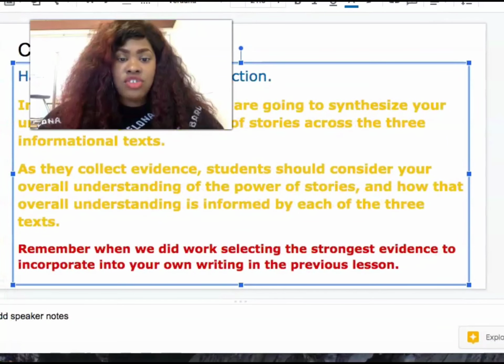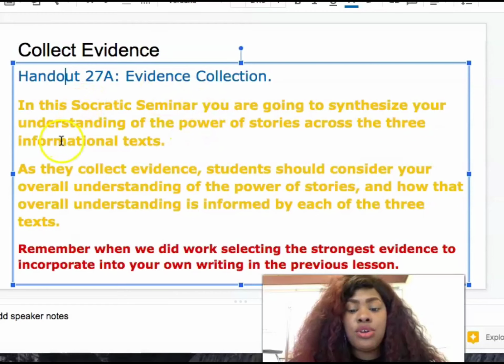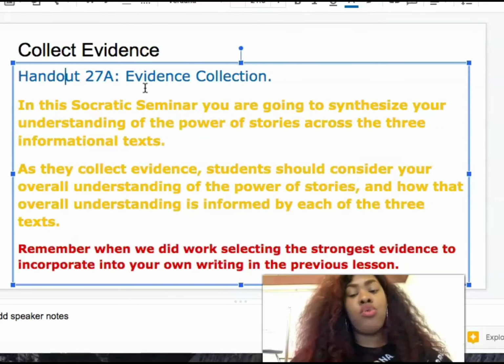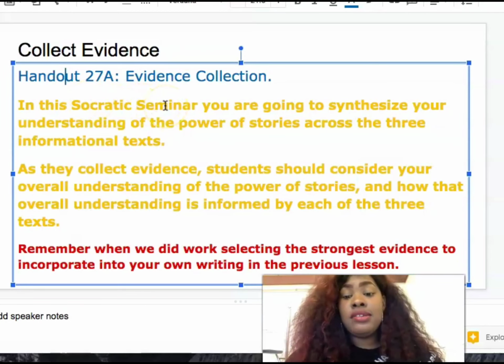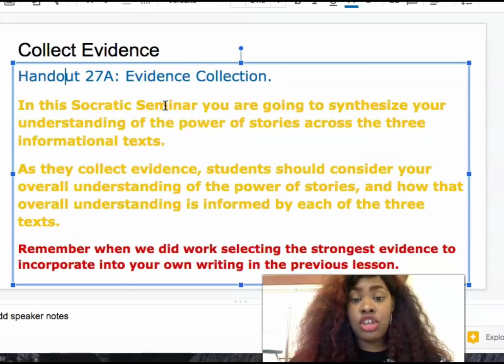So I want you guys to think to yourselves. After you complete your evidence collection, we are now going to participate in our Socratic seminar. You need to do the evidence collection before you do the Socratic seminar, because the evidence collection is going to help gear your discussion so that it is appropriate and that you actually have things that you can say. So please make sure that you complete the evidence collection first.